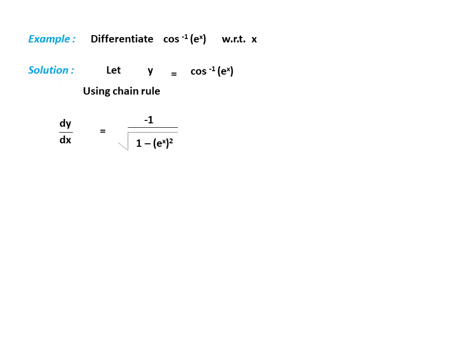Next, differentiate cos inverse e power x with respect to x. So same thing, let y equal to cos inverse e power x. Using chain rule, dy by dx equals, first you have to differentiate cos inverse x, that is minus 1 by square root of 1 minus e^x squared. Then differentiate e^x, chain rule. Therefore it is minus e^x divided by square root of 1 minus e power 2x.